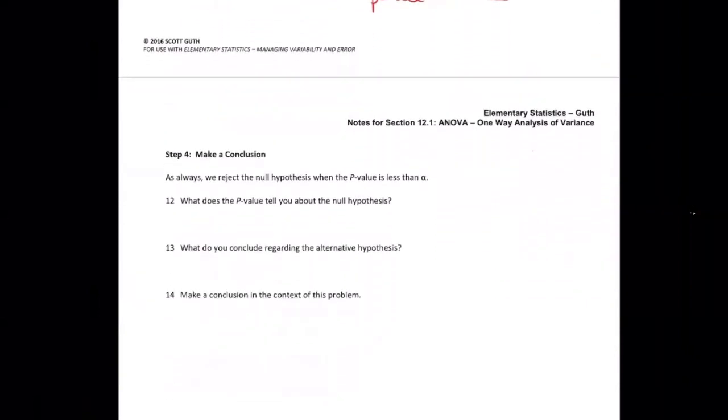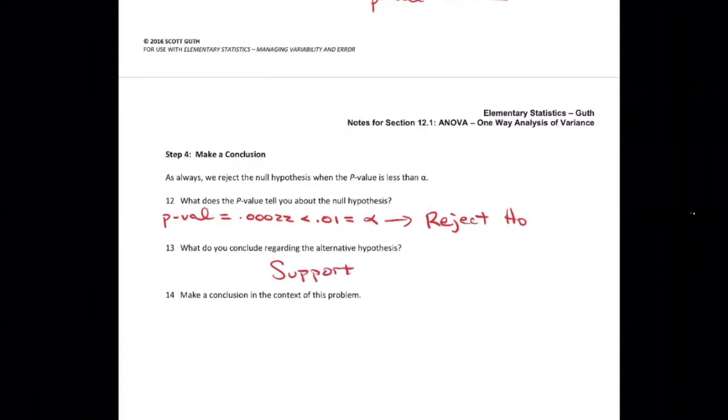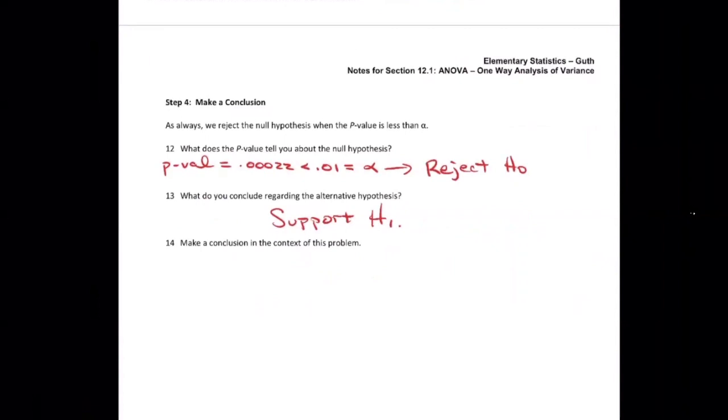And what does the p-value tell about the null hypothesis? Well, the p-value is 0.00022. This is less than 0.01, which is our alpha. Okay, which tells us to reject the null hypothesis. Alternative, we would support the alternative. Okay, the means are not all the same. So H1 said not all means are the same.